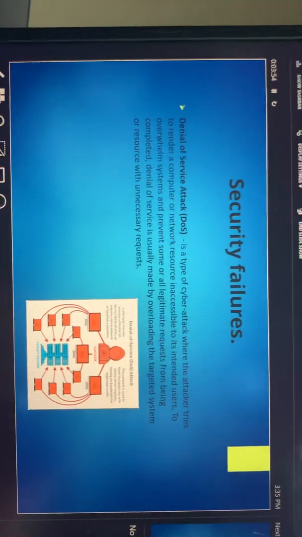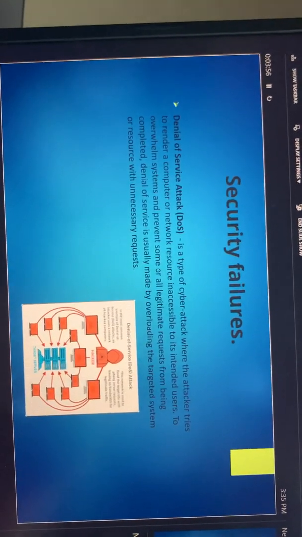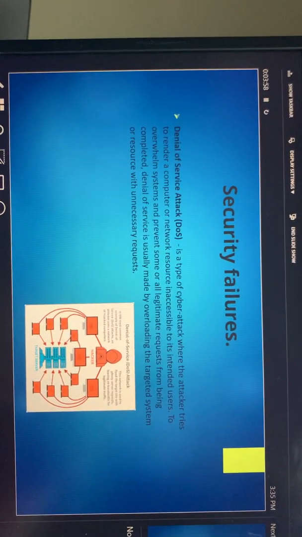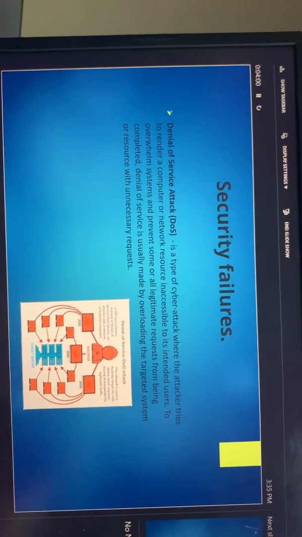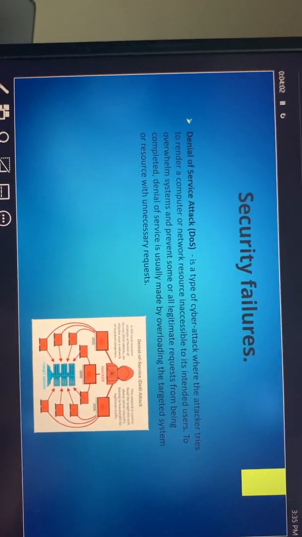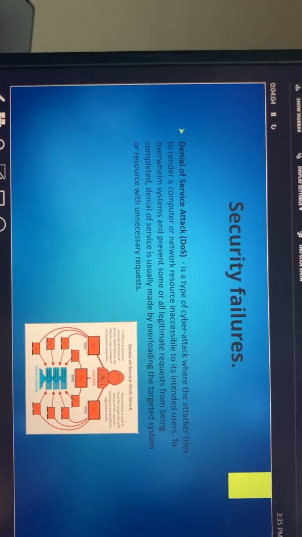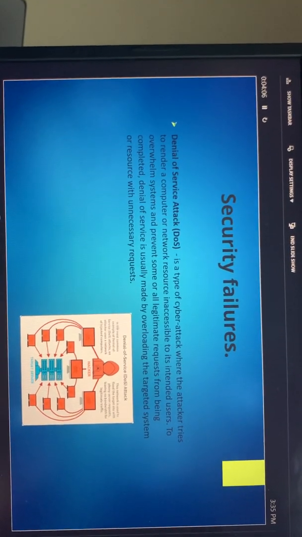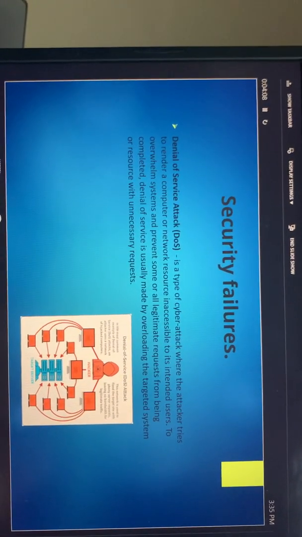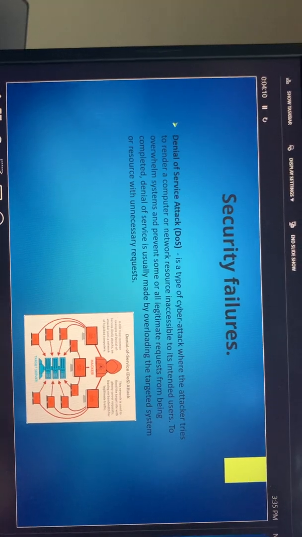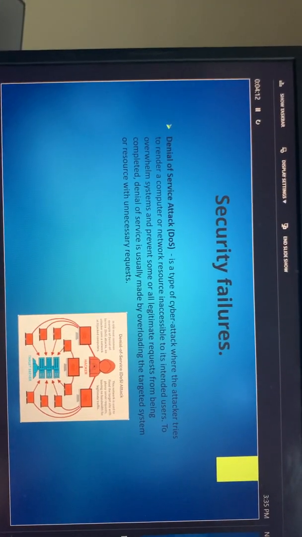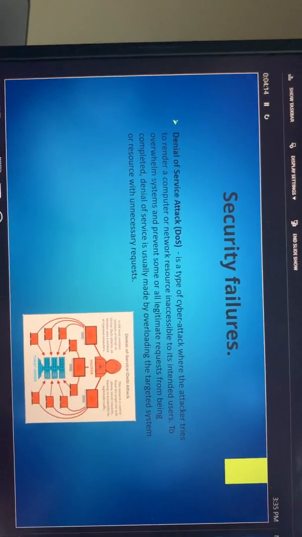Some other attacks we could see are DoS attacks, denial of service, a type of cyber attack where attackers try to render computers or networks inaccessible to its users by overwhelming the system. Denial of service attacks are usually made by overloading a target system or resources with unnecessary requests.